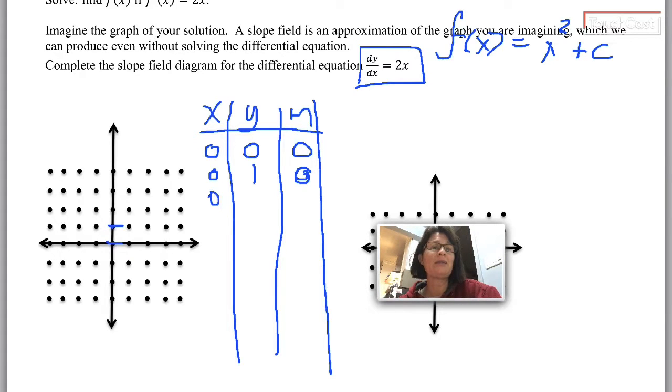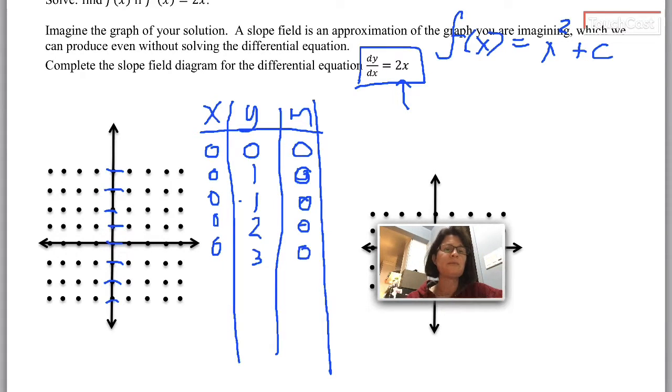And it turns out I could keep going because I kind of picked this easy one to start with. It doesn't matter what my y-coordinate is. If my x-coordinate is 0, it turns out my slope seems to only depend on x in this case. So I'm going to have a slope of 2 times 0, which is 0. So I'm going to draw teeny tiny horizontal line segments at any place where I have an x-coordinate of 0. These are all going to be 0, 0, 0. And I'm going to continue this graph.